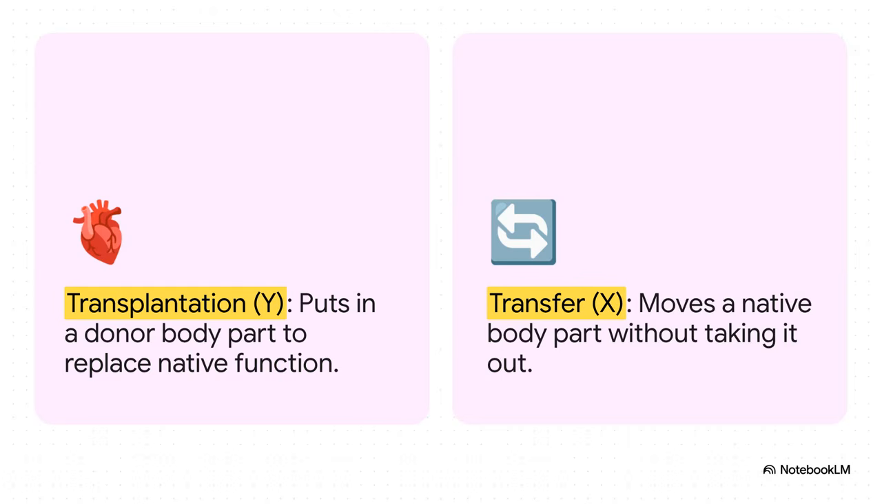Now, differentiating transplantation from the root operation transfer is absolutely critical for precise code assignment. You do not want to mix these up. Transplantation strictly involves putting in a donor body part, meaning it comes from another individual or animal. Transfer, on the flip side, involves moving all or a portion of a native body part to another location to take over a function without taking it out of the body. It stays connected to its original vascular and nervous supply. If you mix these two up, your top-tier pre-MDC grouping is going to fail instantly, no exceptions.